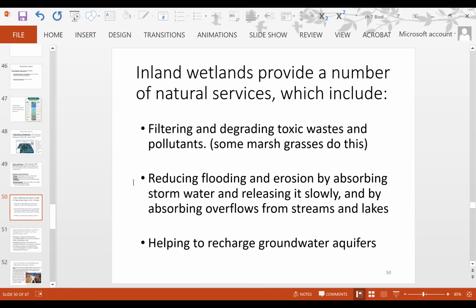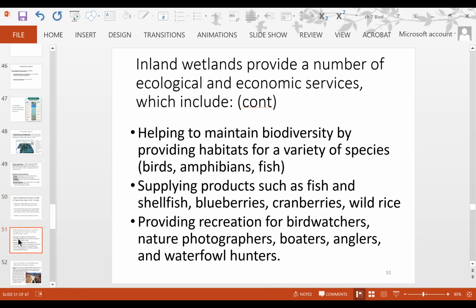Inland wetlands also help recharge groundwater aquifers. They also help to maintain biodiversity by providing habitats for many species like birds, amphibians, and fish. They supply products such as fish and shellfish and blueberries and cranberries and wild rice, as well as providing recreation for bird watchers, nature photographers, boaters, anglers, and waterfowl hunters.